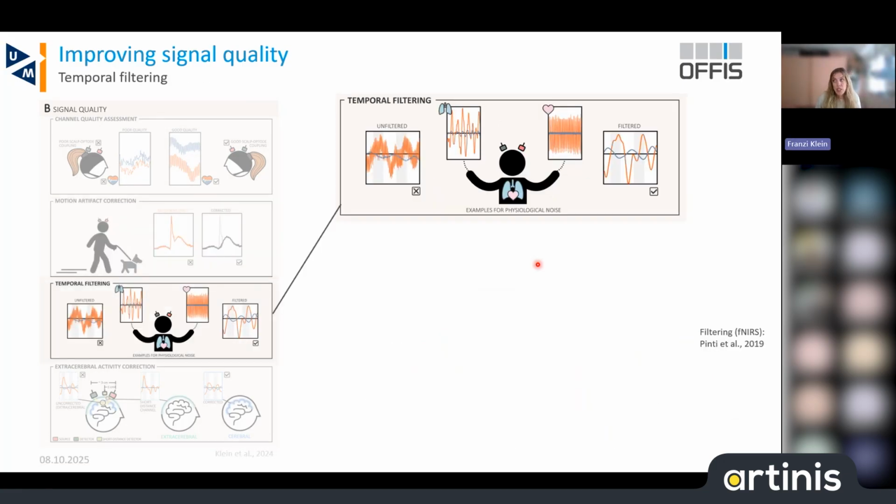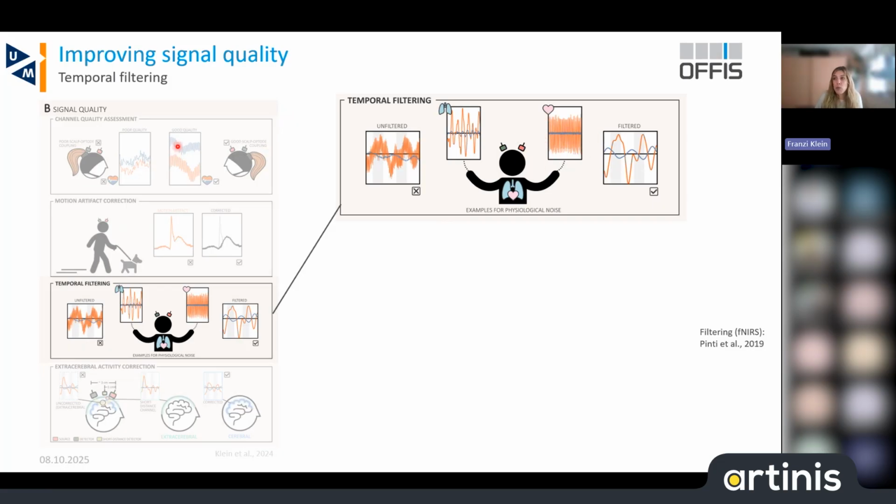Then temporal filtering, of course. Again, also something we use very often for offline analysis, but it is quite different to real-time filtering. Filtering is a very big topic on its own. So usually you would like to get rid of these physiological signals we are usually measuring.